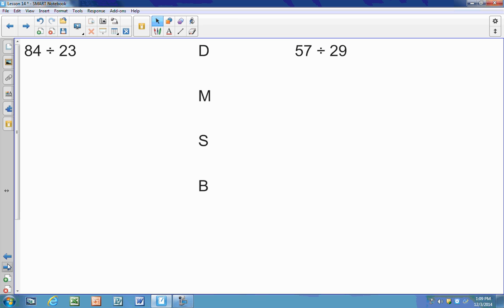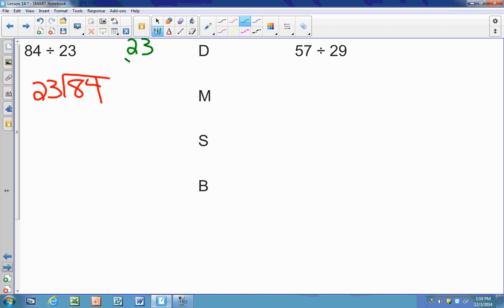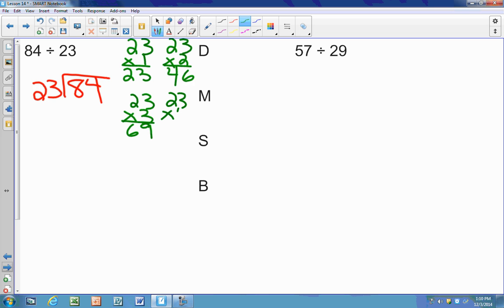Next problem, 84 divided by 23. I'm going to go back to the other method that I use. I'm going to do some 23 multiplication tables on the side. And now I'm going to start dividing. Can 23 go into 8? No, it cannot.